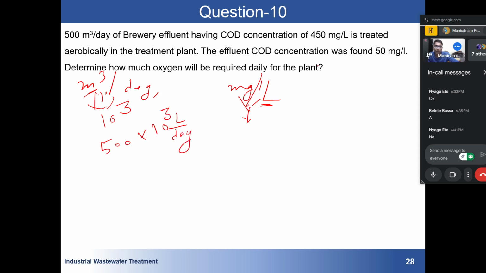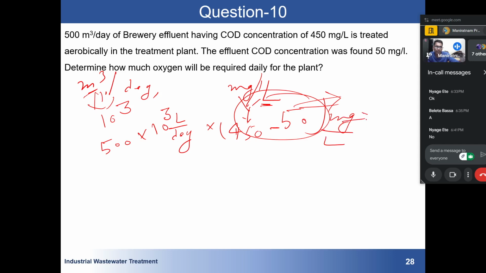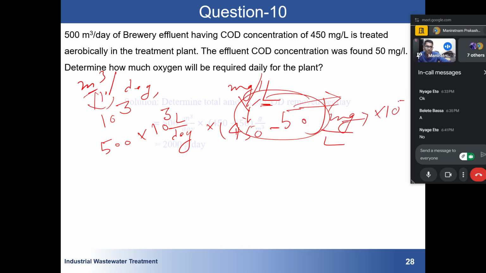And how much BOD is coming? BOD is coming 450, and the final BOD is 50. So this much is being removed. Now milligram per liter, if I have to convert into kg, then I have to multiply it by 10 to the power minus 6.